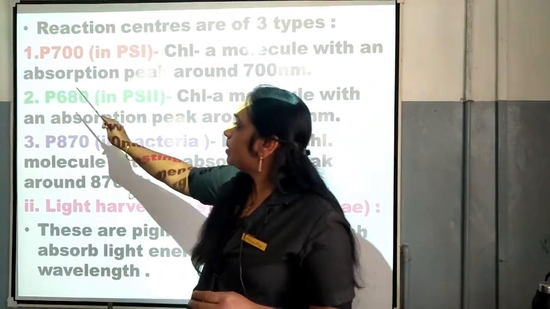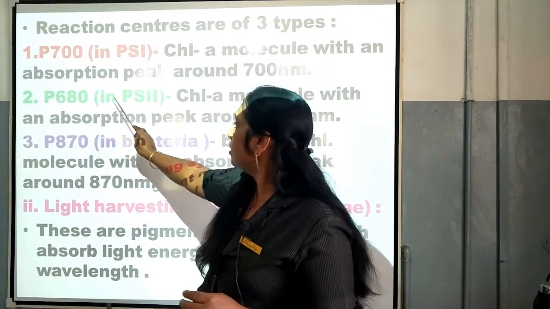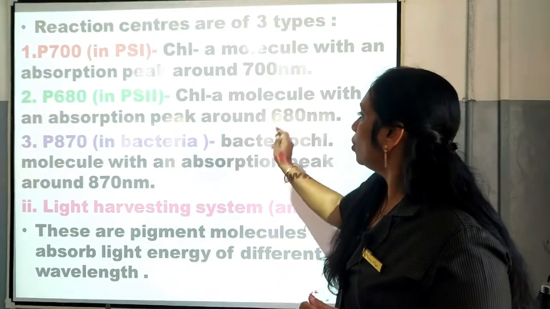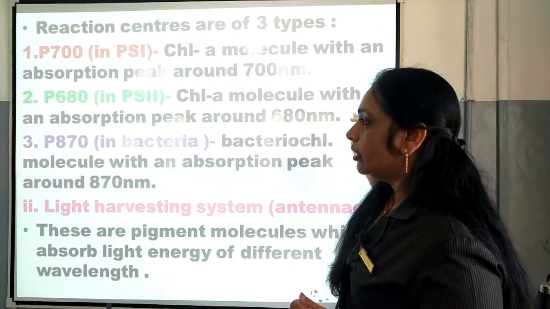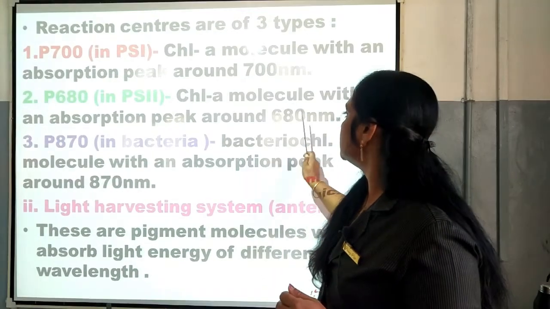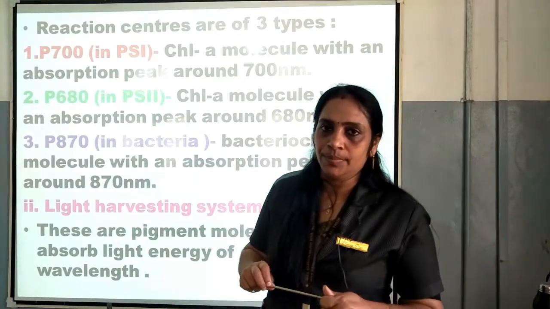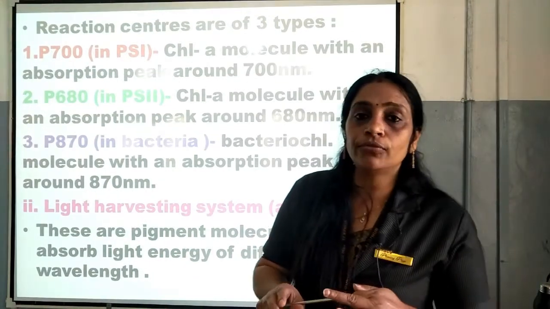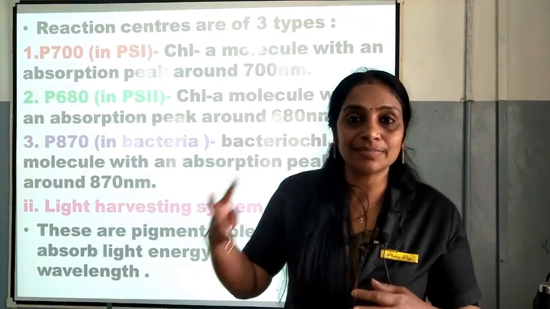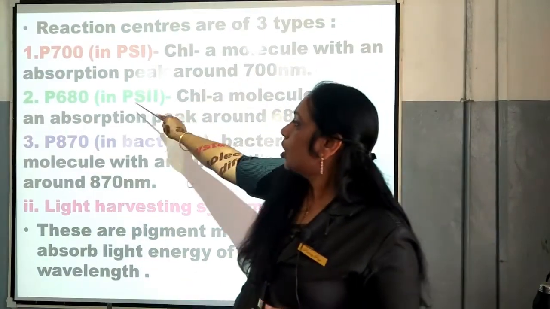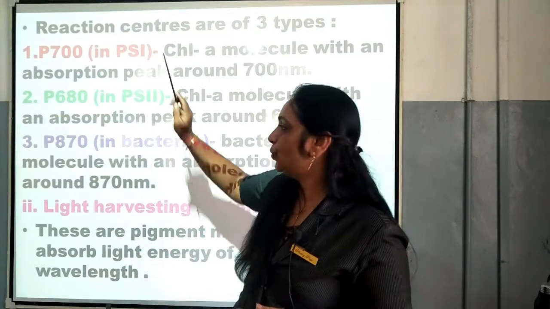Now number 2 is P680, which is seen in photosystem 2, and here the chlorophyll molecule absorbs the light energy around 680 nanometer. In the 680 nanometer region, the chlorophyll molecule is absorbing the maximum light. That's why that center is called P680.